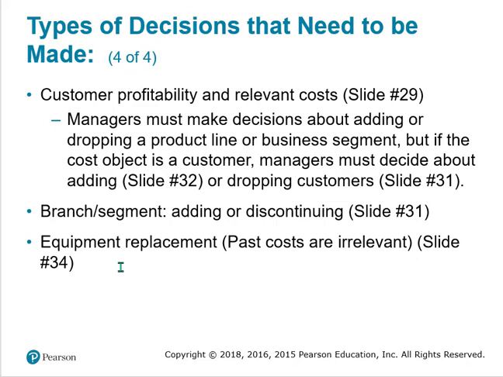These are some additional decisions that managers regularly make. They make decisions about adding or dropping a product line, but if the cost object is a customer, managers have to decide about adding or dropping customers. Okay, a branch or segment to add or discontinue it, and then equipment replacement. Okay, so we'll look at all these.